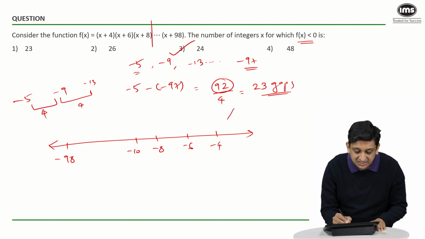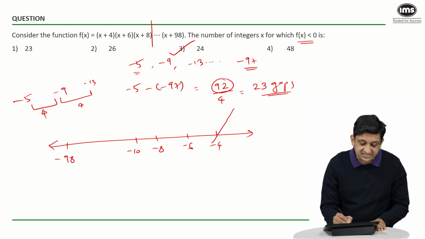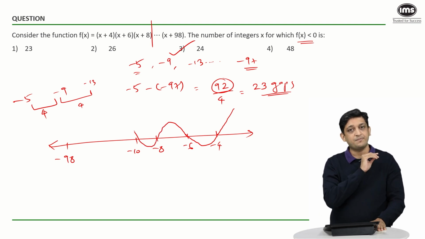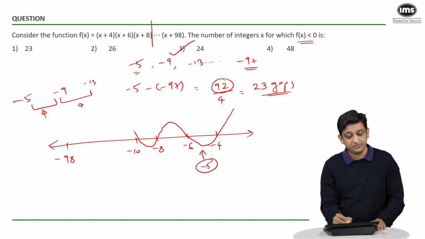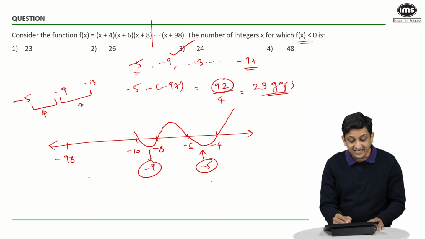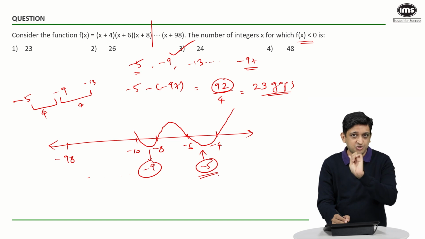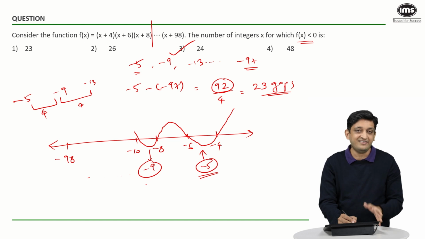The value of the expression will start from here. It will cut the x-axis at minus 4, go to the other side, again cut the x-axis at minus 6, again go to the other side, and it will keep on doing this till it reaches the end. So we can see that for minus 5, it becomes negative. For minus 7, it becomes positive. For minus 9, it becomes negative, and so on. So minus 5 is one number for which it assumes a negative value. Minus 9 is another number for which it assumes a negative value, and so on.